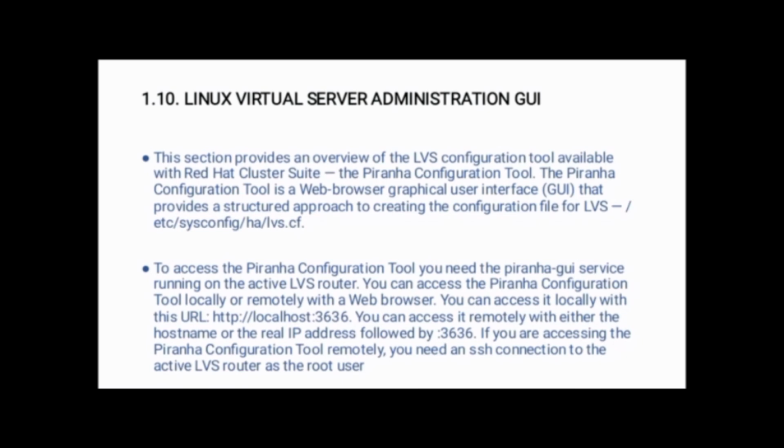You can access the Piranha configuration tool locally or remotely with a web browser. You can access it locally with this URL. You can access it remotely with either the hostname or the real IP address followed by 3636. If you are accessing the Piranha configuration tool remotely, you need an SSH connection to the active LVS router as the root user.